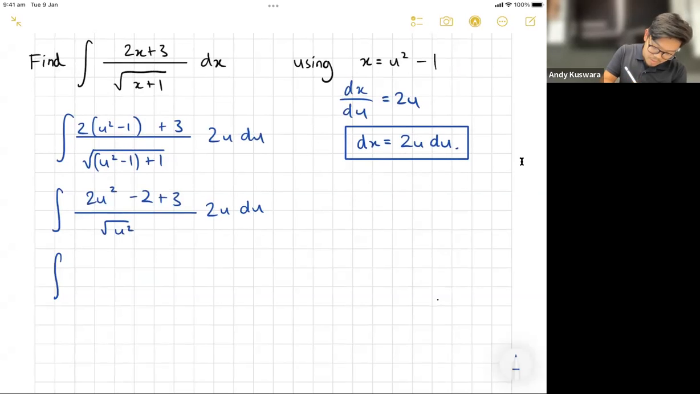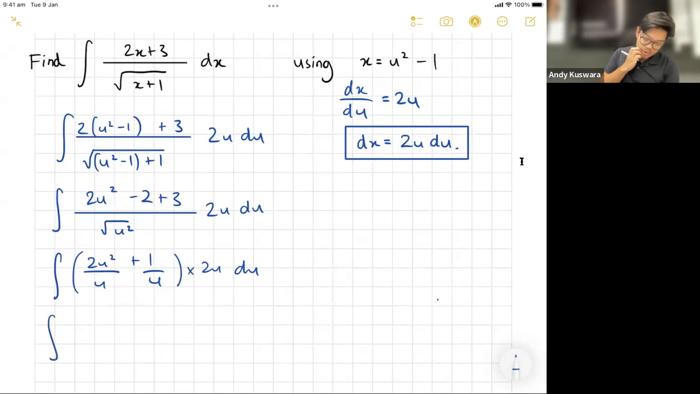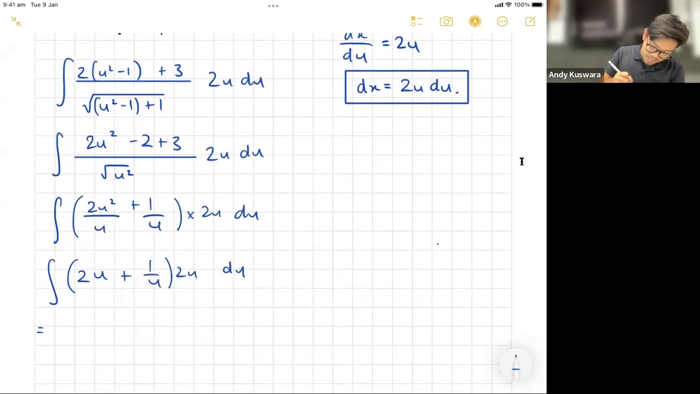And so this is going to become 2u squared plus 1. And I'm going to write it as over u and over u. And hopefully this then cleans it up. This becomes just 2u plus 1 on u multiplied by 2u du. And let's keep going here. Expanding it out, this gives us 4u squared plus, I believe it's just 2 du. Now we can finally integrate.